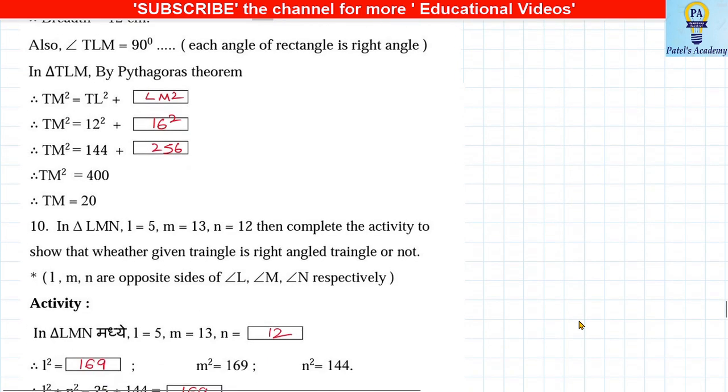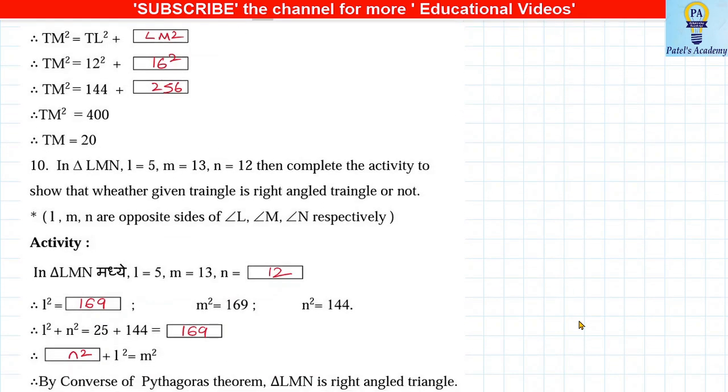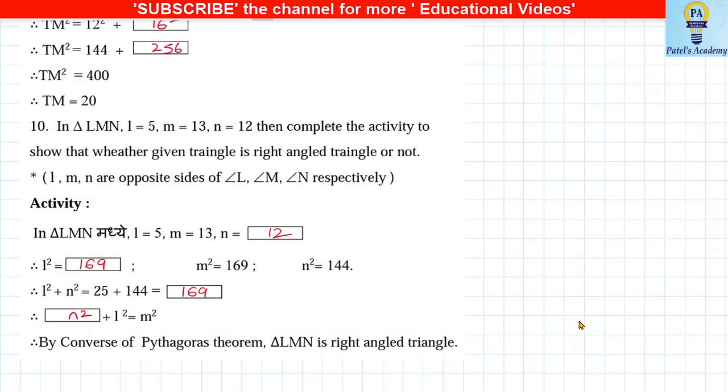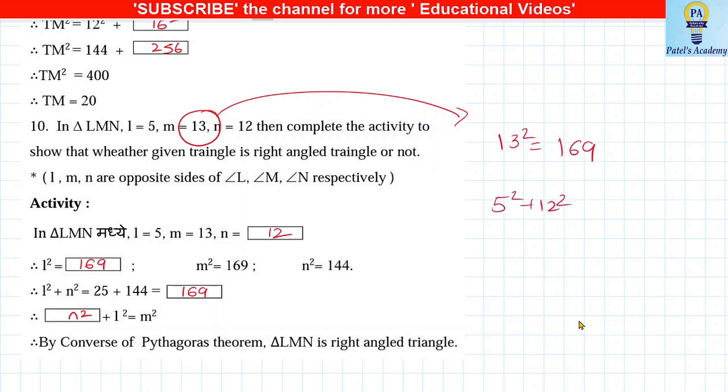The next activity is again you have to check whether it is a right angle triangle, only the way in which they have given the question is different. They have given the three sides as L, M, N, and what we see is the biggest number is 13. So 13 square is 169, and 5 square plus 12 square, that is 25 plus 144, that is equal to 169.